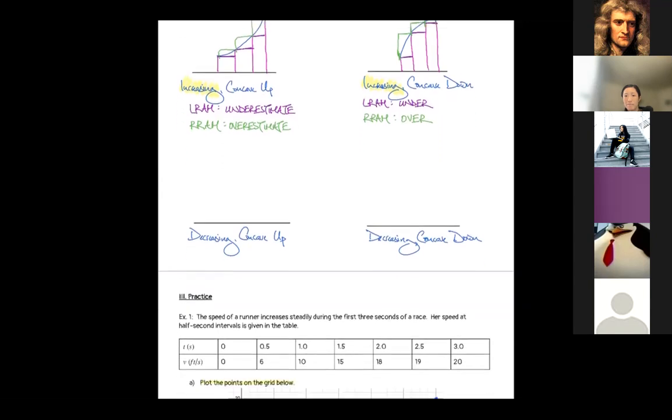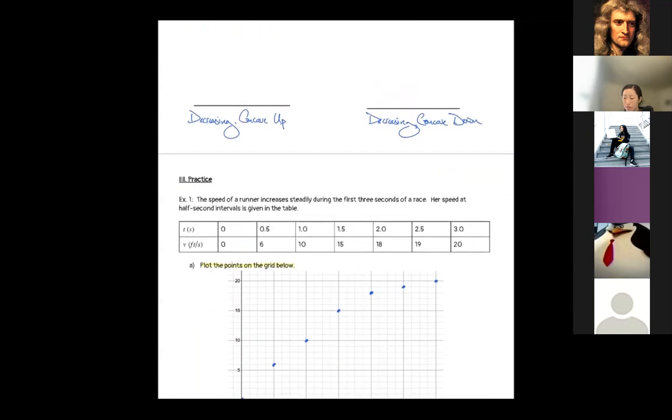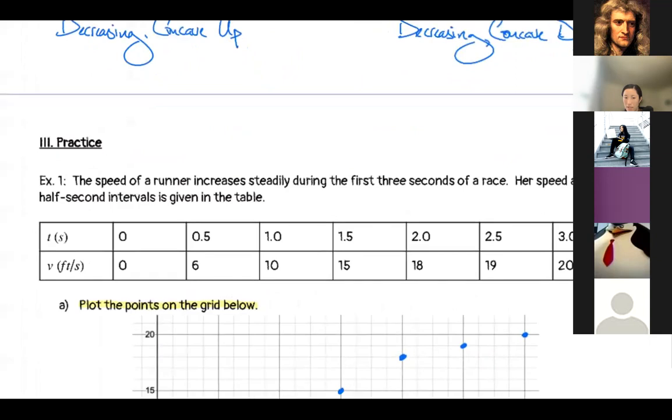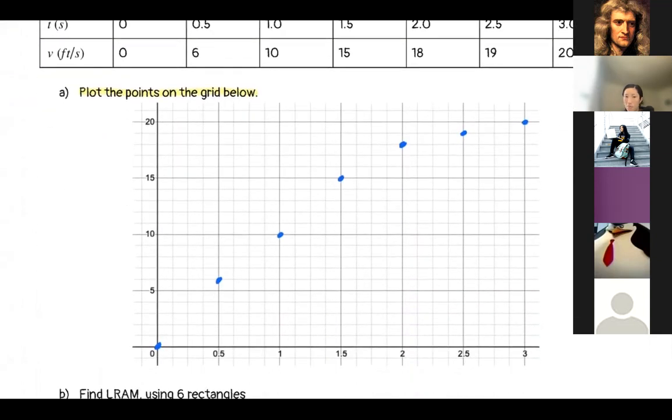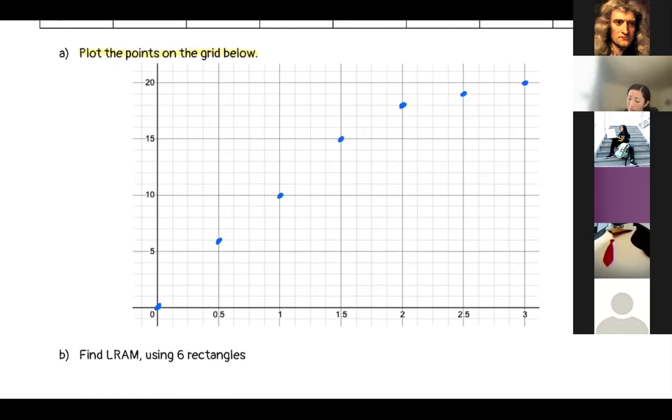Okay. So looking at our picture here, we're not going to draw anything else on it right now, but we can see that if we were to draw more, our left ones are going to be under and our right ones are going to be over. And so let's take a look at this first question here. Find LRAM using 6 rectangles.